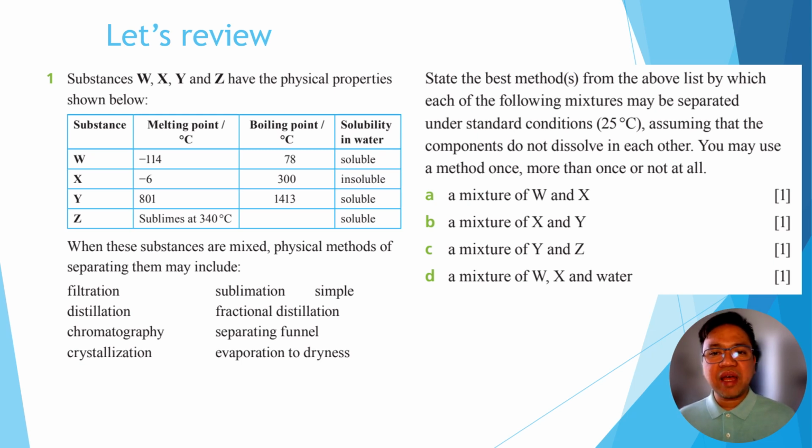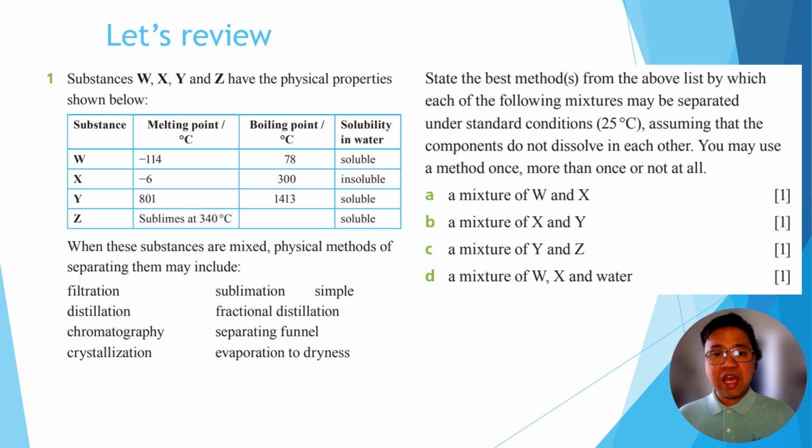Number five, sublimation. Substance Z sublimes at 340 degrees Celsius. So by heating the mixture to this temperature, Z would change directly from solid to gas without going through a liquid phase. This would allow Z to be collected separately after it resublimes into a solid upon cooling.